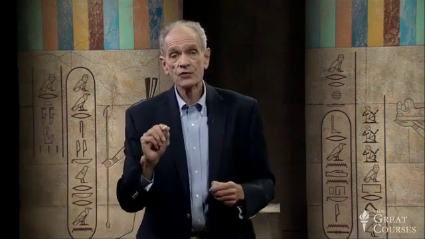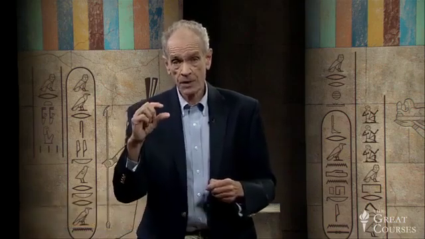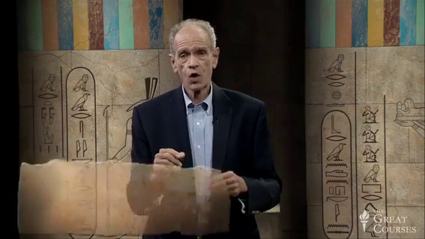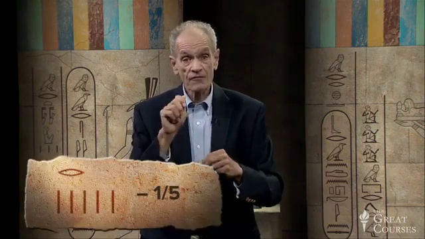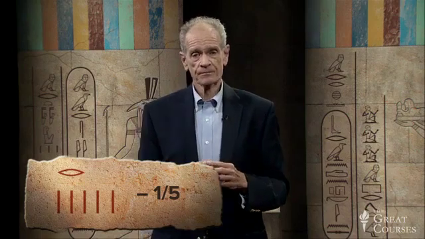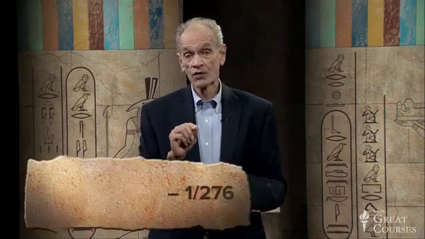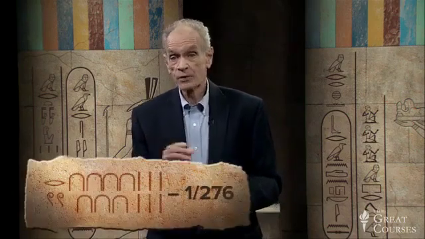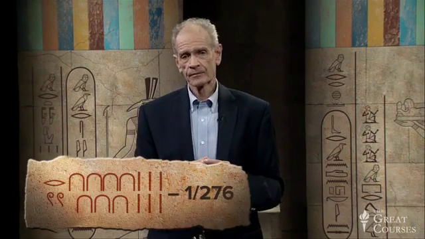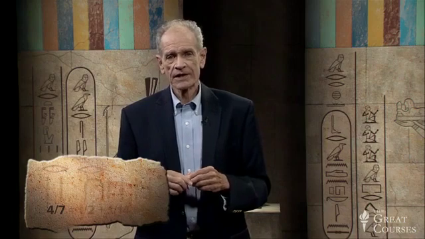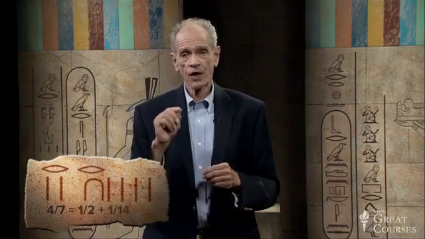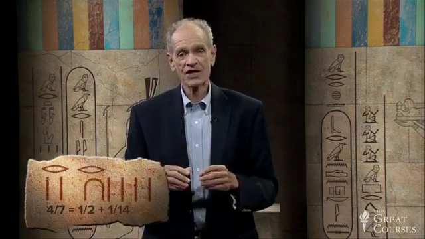Usually, they use the mouth hieroglyph, the R, to indicate a fraction. 1/5 would be written by the mouth sign with 5 strokes beneath it. 1/276 would be written like this. But to write 4/7, they would have to factor it out to 1/2 plus 1/14.